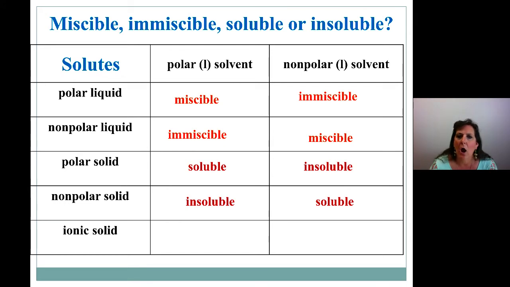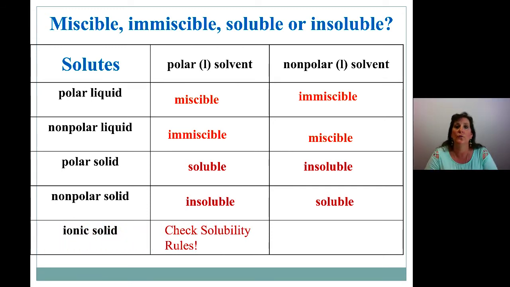Now here's a tricky one. What if we have an ionic solid in a polar liquid solvent? An ionic solid is something that has a plus and a minus, like calcium bromide, potassium chloride, a metal and a non-metal. So what's that going to do in a polar solvent? Well, if it's water, you have to look at your solubility rules. So yeah, check your solubility rules for that solvent.